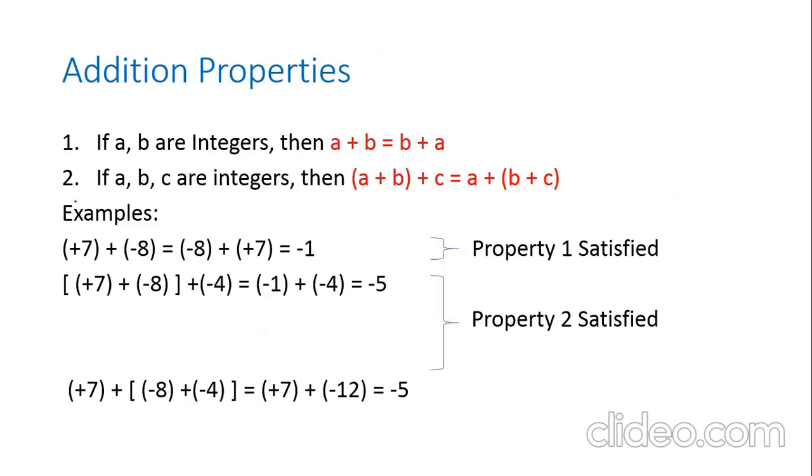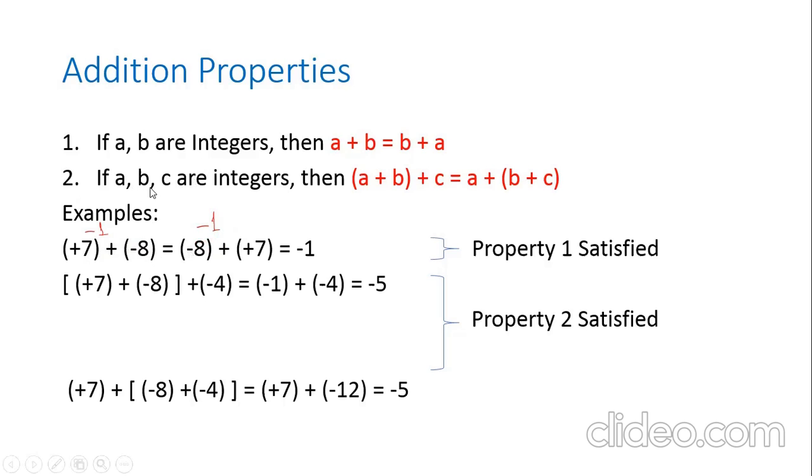Here, we notice that we are adding two numbers of different signs. So we keep the sign of the biggest number and then we subtract. So 8 minus 7 equals 1. Here also, we are adding two numbers of different signs. We keep the sign of the biggest number and we subtract. So we get -1. So they are equal.